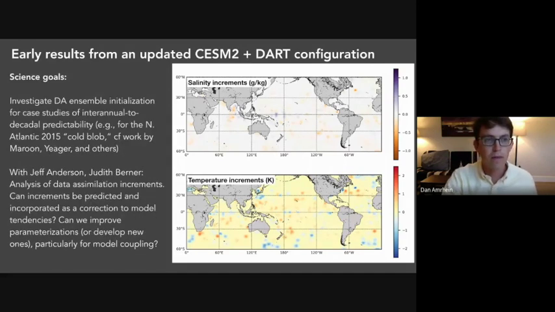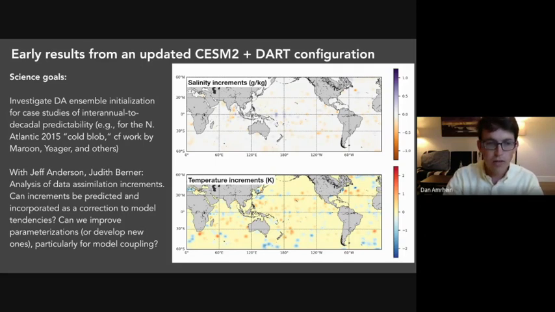So the goals moving forward with this CESM2 DART configuration, one of them is to investigate, as mentioned before, DA ensemble initialization for some case studies of particular interest. For instance, this cold blob in 2015 that's been studied by Liz Maroon, Steve Yeager, and others, and to start addressing some of these questions of predictability in data assimilation.